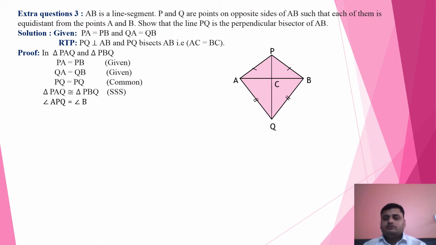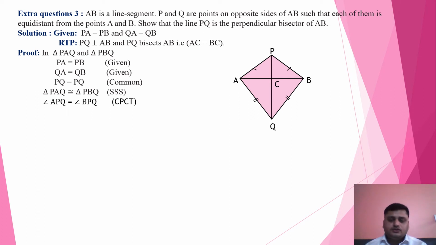And if triangles become congruent, their corresponding angles are equal. That is angle APQ is equal to angle BPQ. Till this it is clear. Now we will go for the next one. So if it is congruent, we said that these two angles are equal, that is angle APQ is equal to angle BPQ.